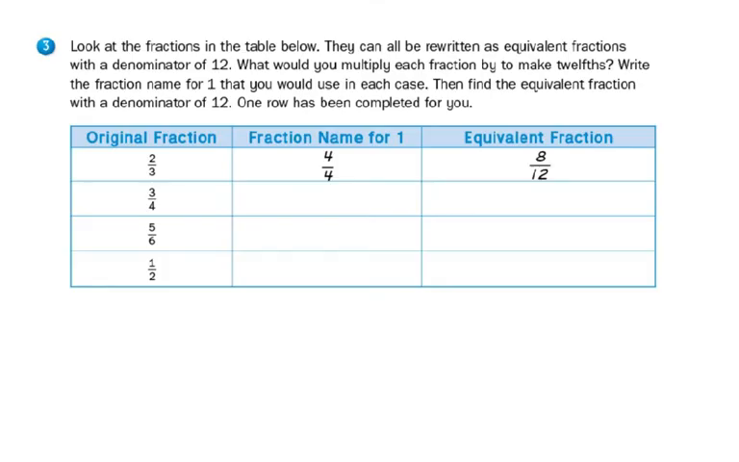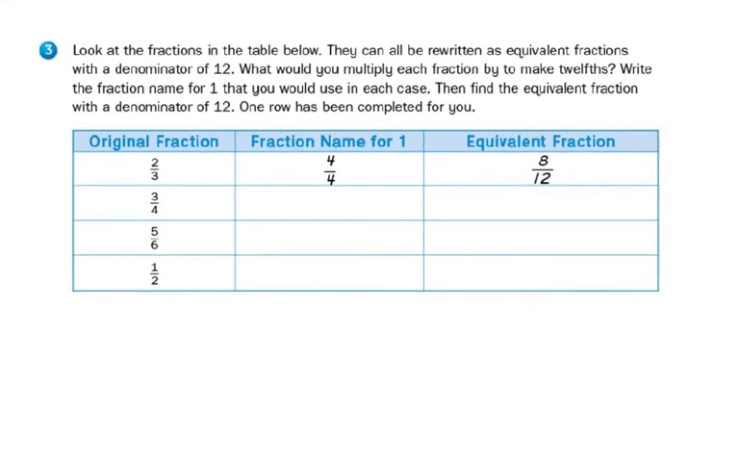Number 3, look at the fractions in the table below. They can all be rewritten as equivalent fractions with a denominator of 12. What would you multiply each fraction by to make 12ths? Write the fraction name for 1 that you could use in each case. Then find the equivalent fraction with the denominator of 12. One row has been completed for you. So in the middle, you are to write a fraction name for 1. And then find the equivalent fraction.